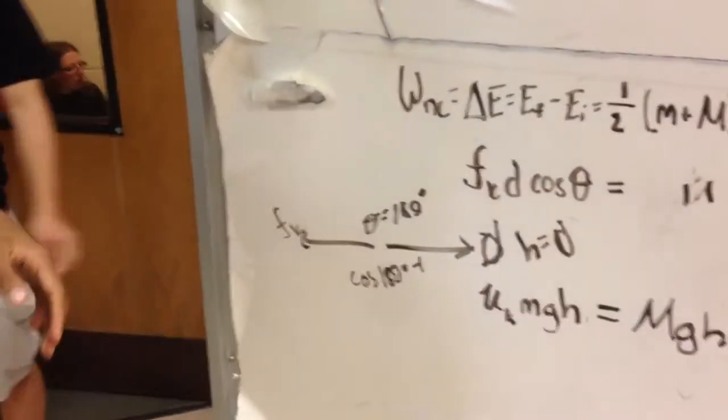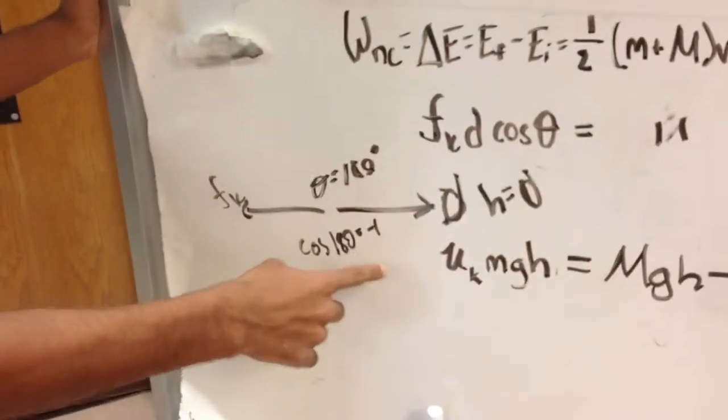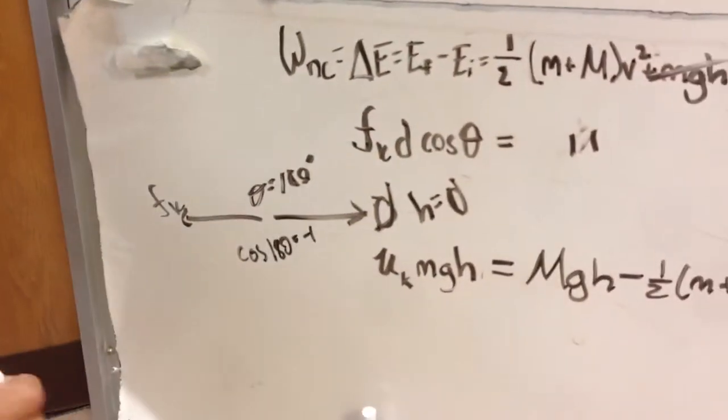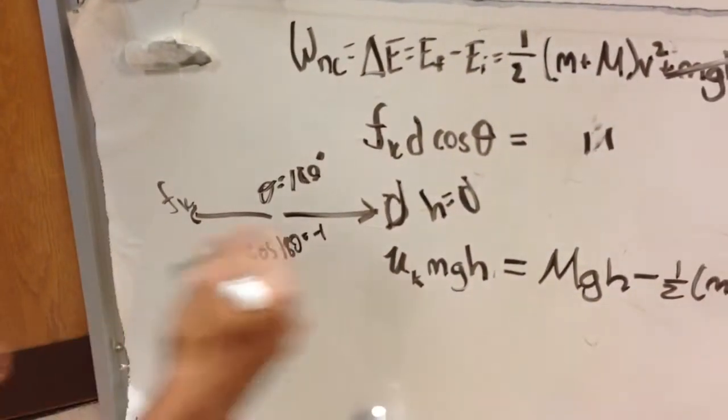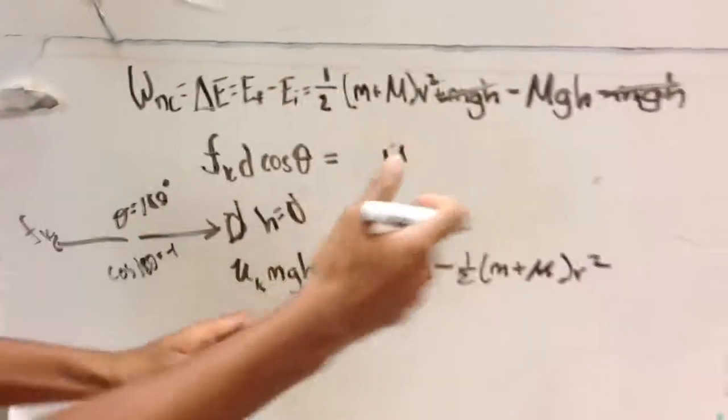The angle between them is 180 degrees, and cosine of 180 equals -1. So we get negative. I'll just put that in here. So we essentially have a negative over here, which I just used to flip the two halves.